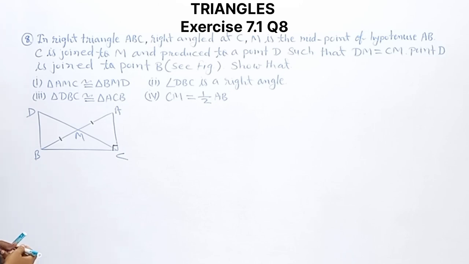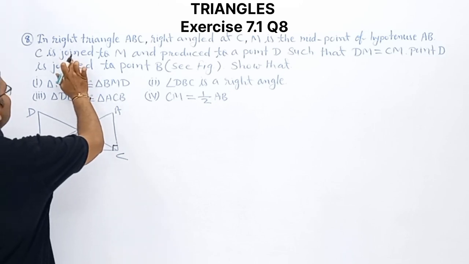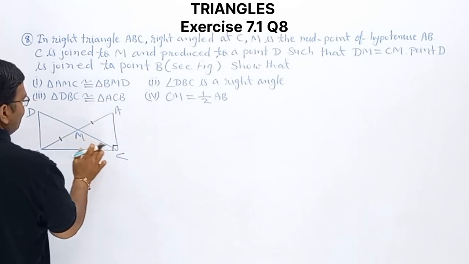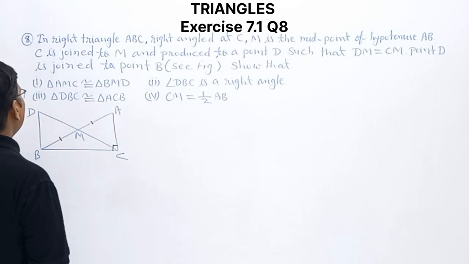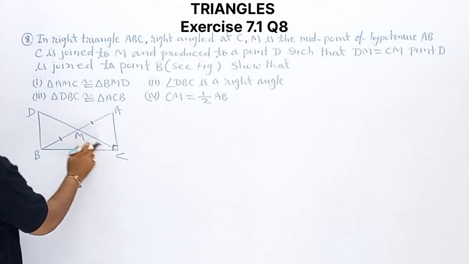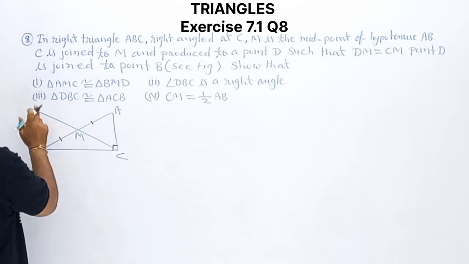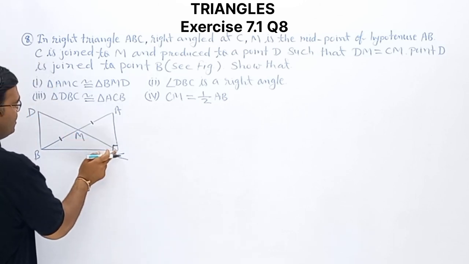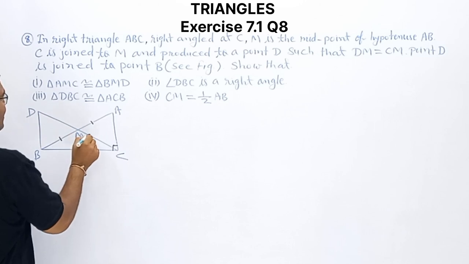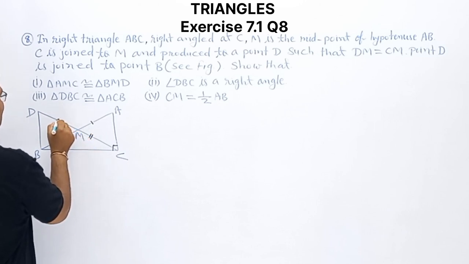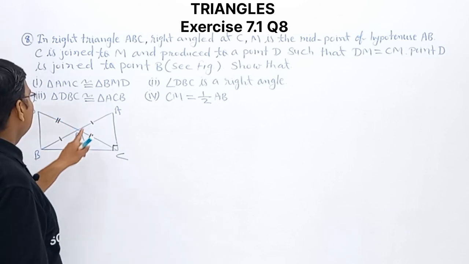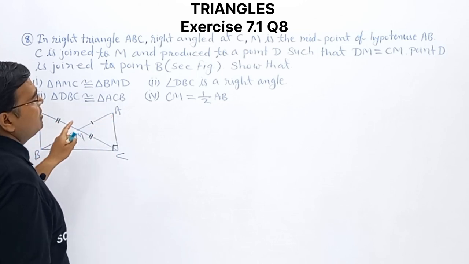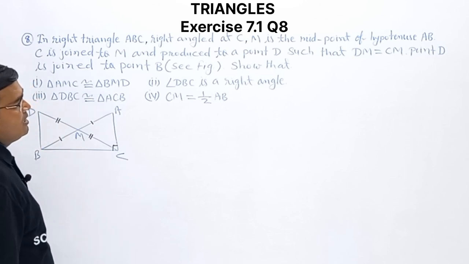Clear? C is joined to M and produced to point D, such that DM equals CM. We join this and produce it to point D. Once we join and produce, this is equal to this. It means AM equals BM and CM equals DM, given in the question.